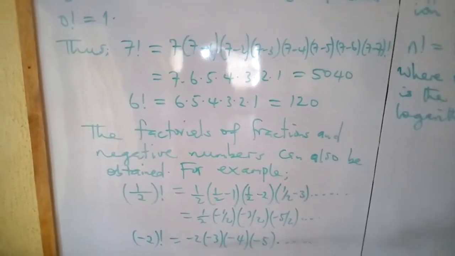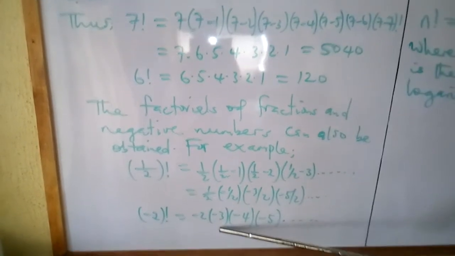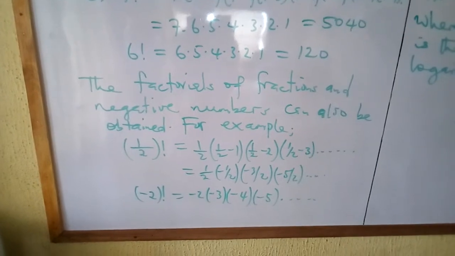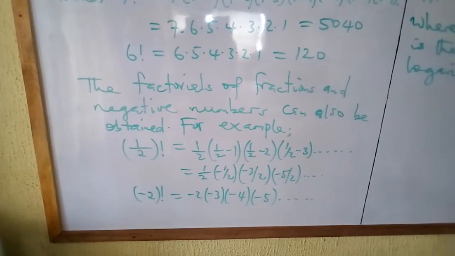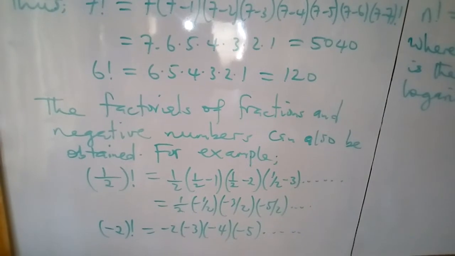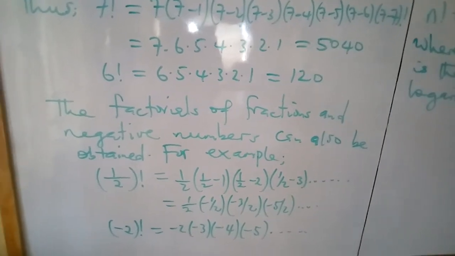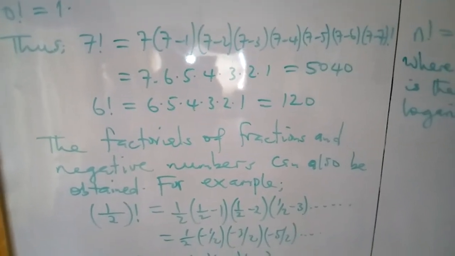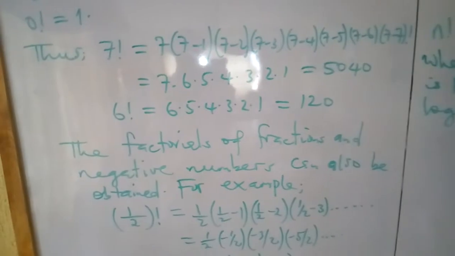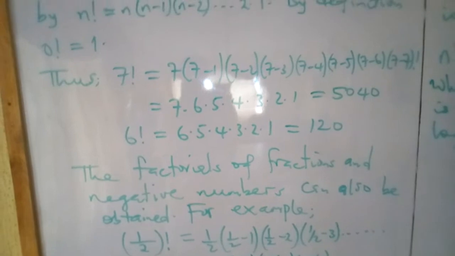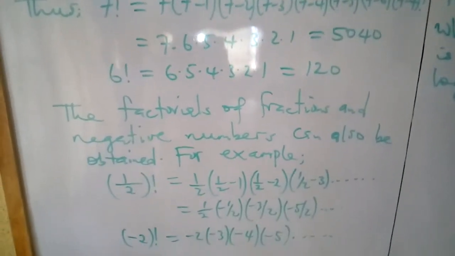The same thing with minus 2 factorial: minus 2 times minus 3 times minus 4 times minus 5. So 1 is subtracted from the next one, like that. But using this procedure, when n is very big or large, it is quite impossible to get a good answer. So we will resort to an approximating formula that will give us something close to the actual value.